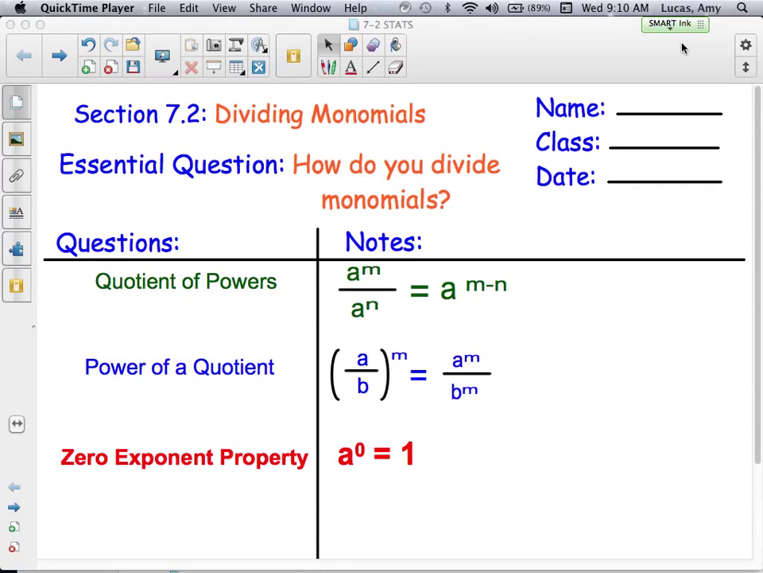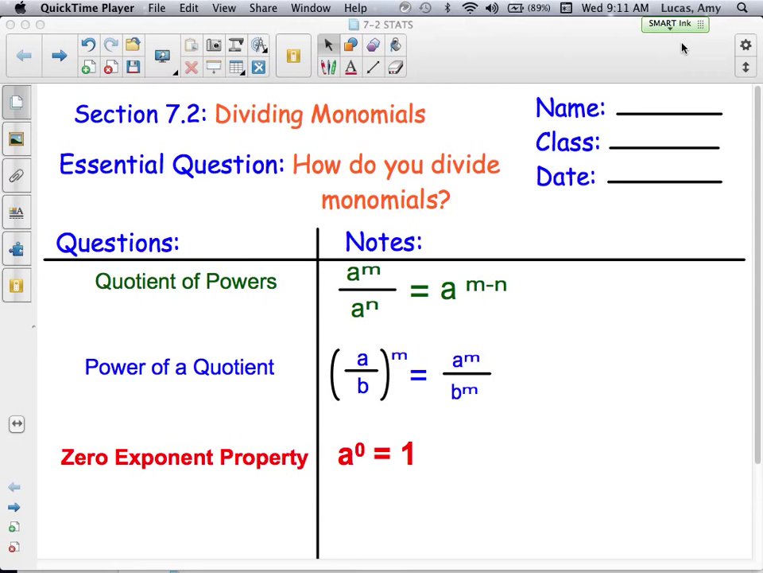Lesson 7-2, dividing monomials. Our essential question is, how do you divide monomials? We have three new properties today. The first one is called the quotient of powers. Remember that the word quotient means division. So what you see is the division of powers. Remember, a power means you have a base with an exponent.